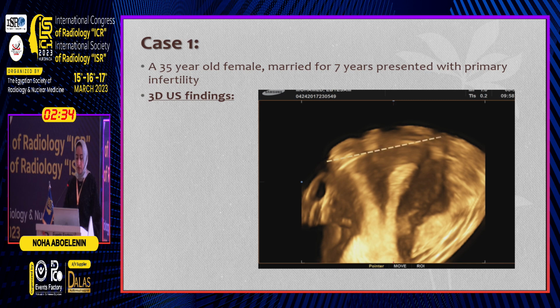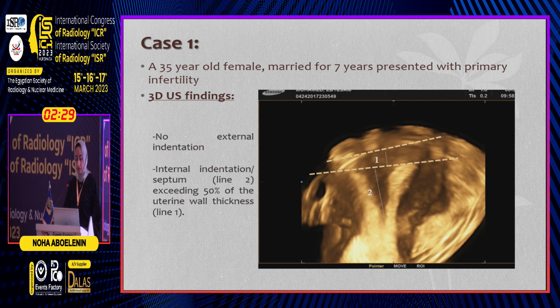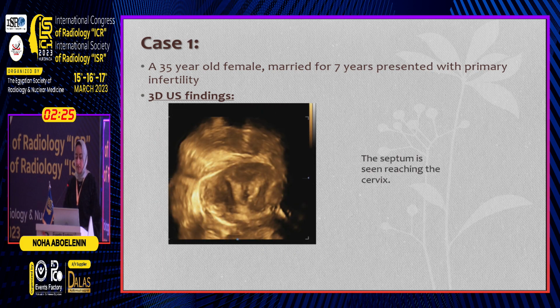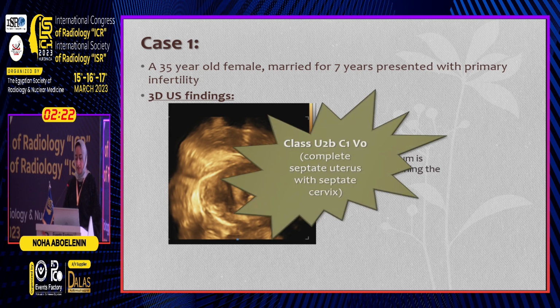3D ultrasound showed that there is no external indentation, and the internal indentation is exceeding 50% of the mean uterine wall thickness. And here we can see the septum is seen reaching the cervix, and the diagnosis of complete septate uterus with septate cervix was given.